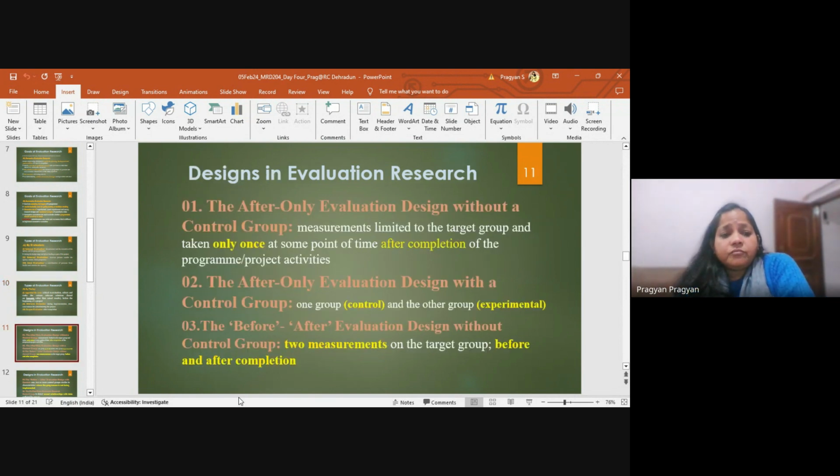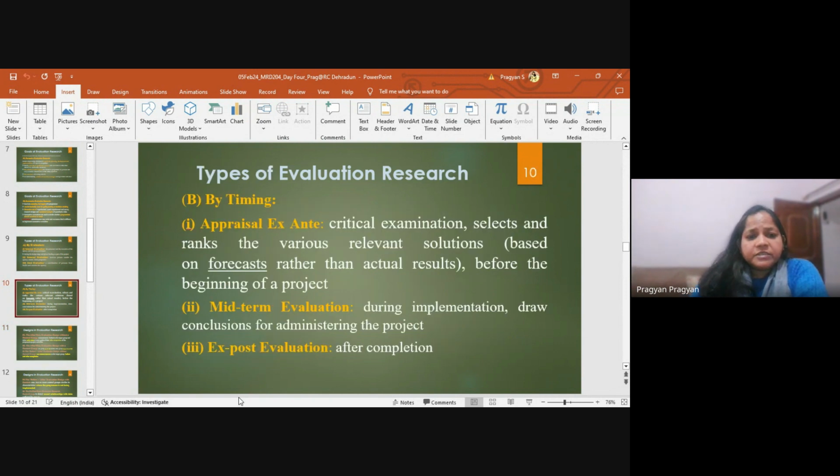Now, the first thing is that this terminology regarding time is going to be very important for us in coming slides. So there are three basic subcategories in this temporal understanding of evaluation. One is the beginning of a project, second is the midterm, and the third is after the completion.